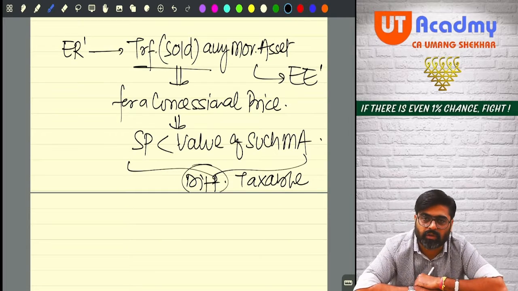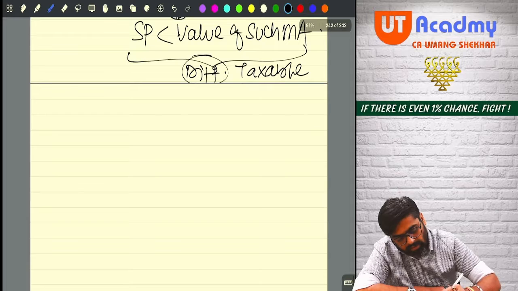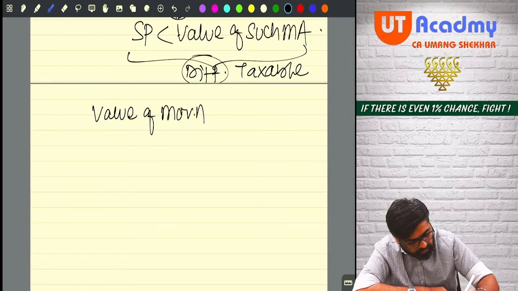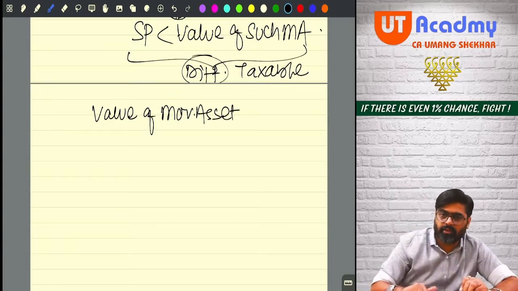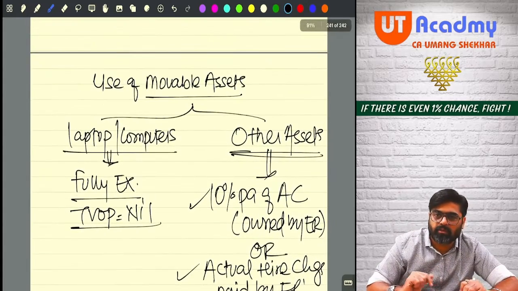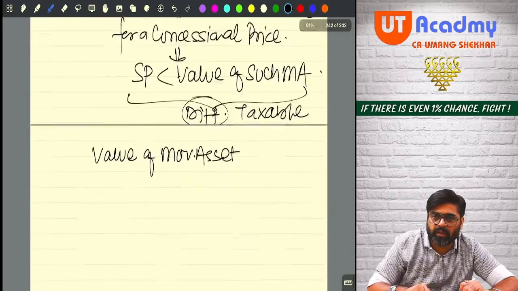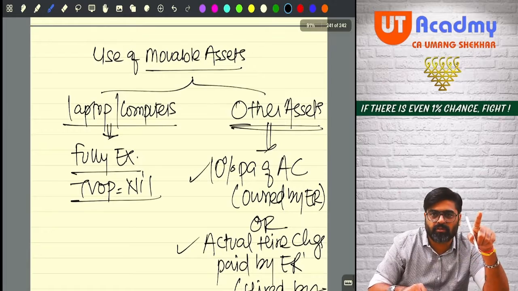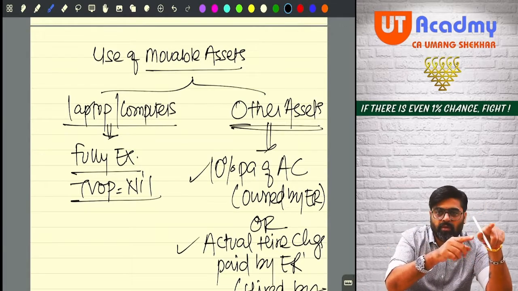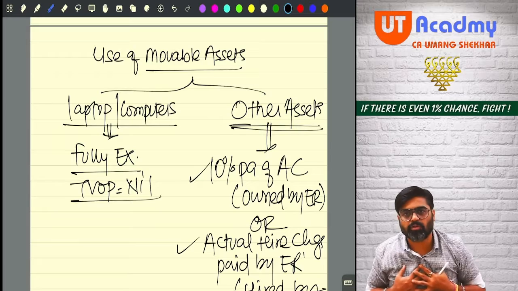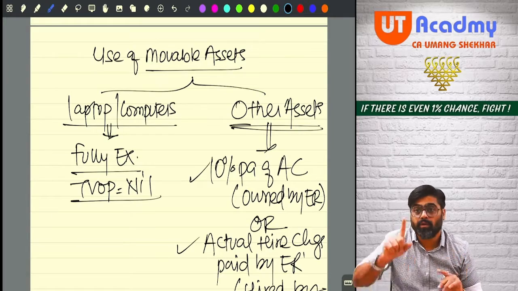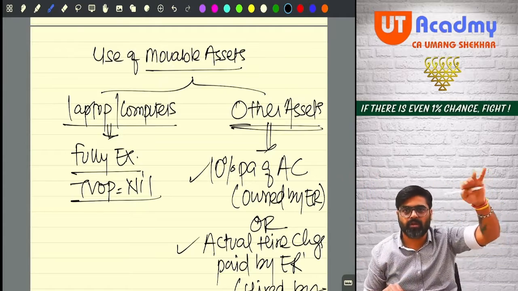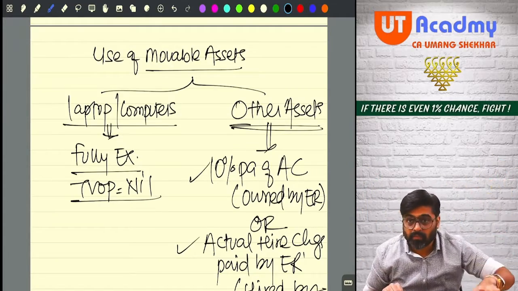as perquisite. Now what you are supposed to calculate? Come on, tell me. You are supposed to find out the value of movable asset. Now see guys, why are this perquisite and the next one different? What is the difference between this perquisite and the one we are doing right now? Here, you are not given the ownership of the asset. Once the use is done, give it back to me. That asset belongs to me, will come back to me. Use of movable asset: laptop or computer is fully exempt. Other asset, 10% or actual higher charges as the case may be. Yes or no? But here what is happening?